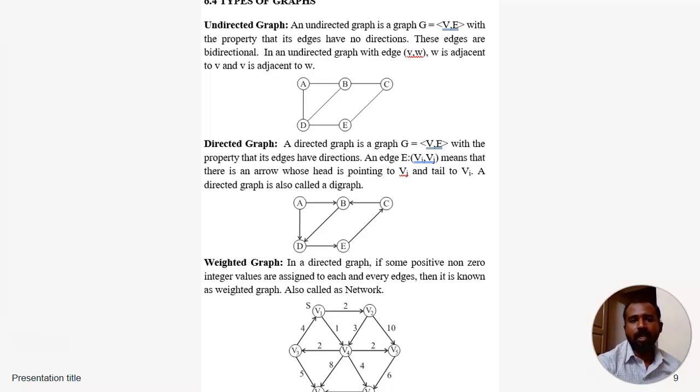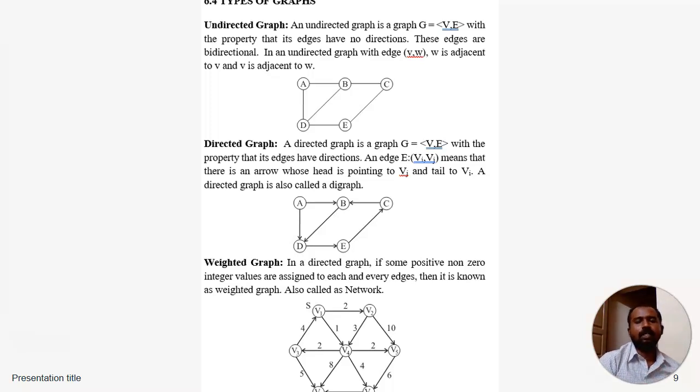This is the example diagram of an undirected graph. Undirected graph means no directions are mentioned or followed in this graph. We have a bidirectional graph. This is the example diagram of an undirected graph. We have moved to the next topic, directed graph.